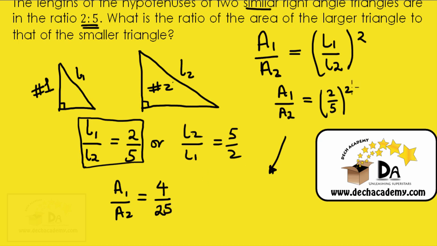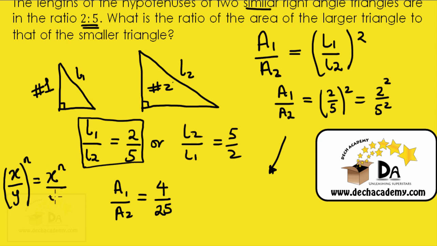So 2 over 5 all squared is the same thing as 2 squared divided by 5 squared. If you don't know why, I'll just quickly review the following law. x over y to the power of n is equal to x to the n divided by y to the n. And that's what I've applied here.